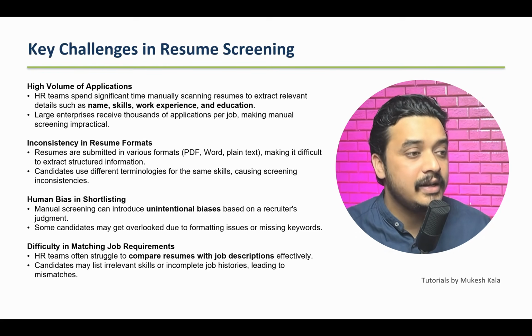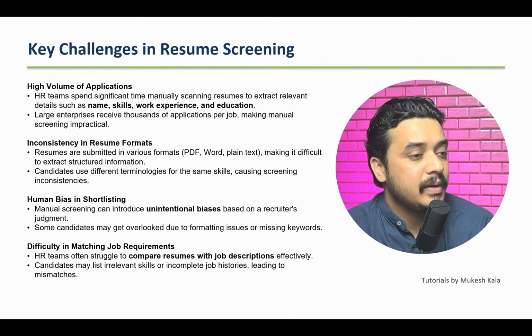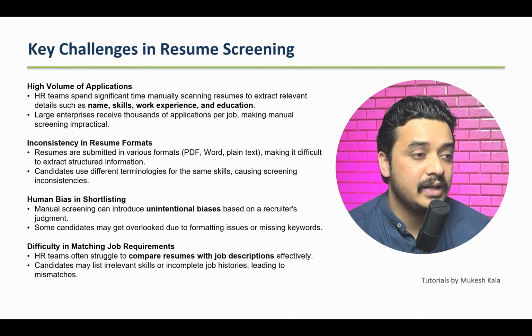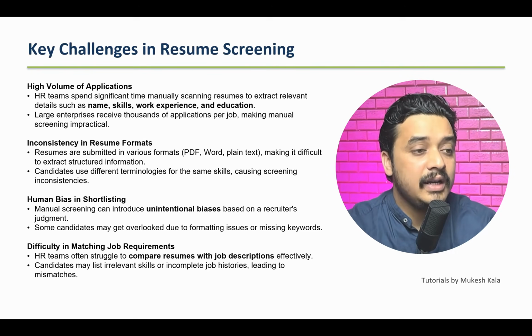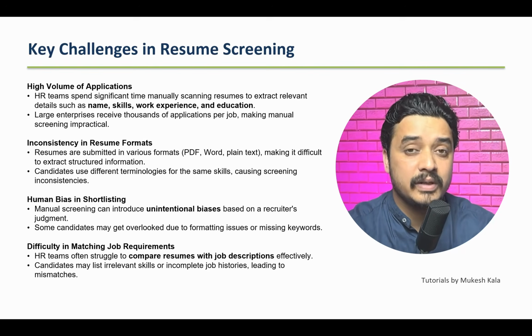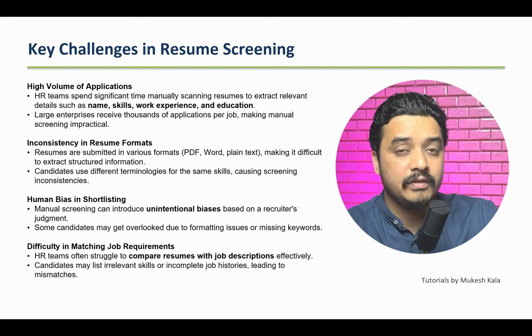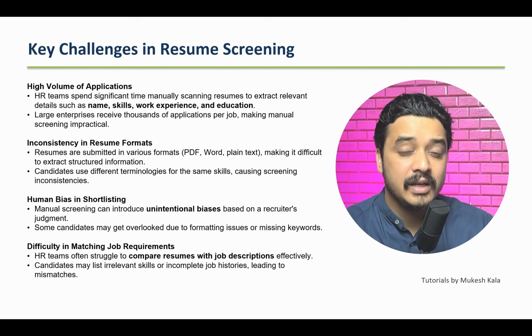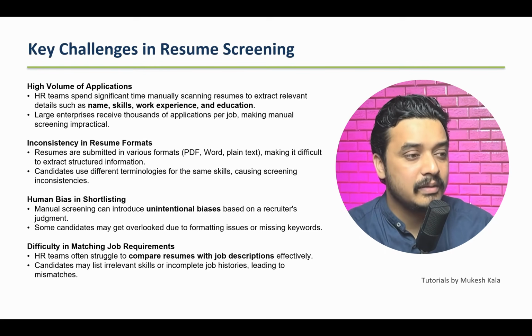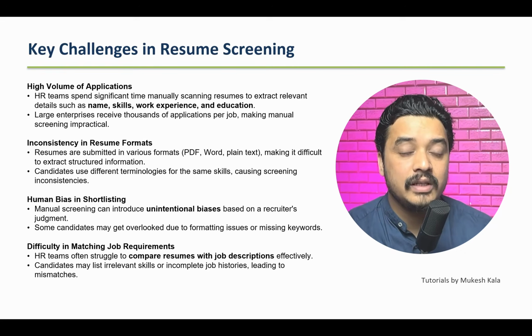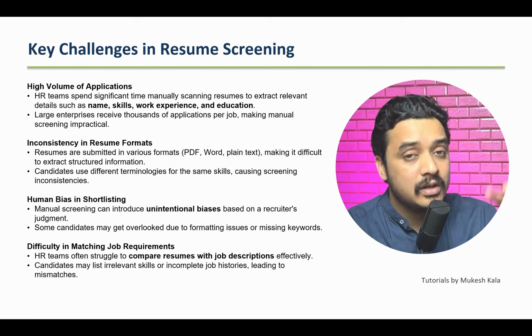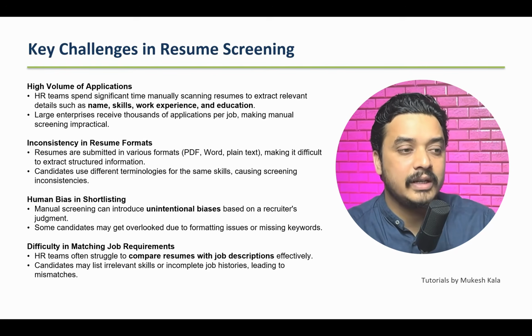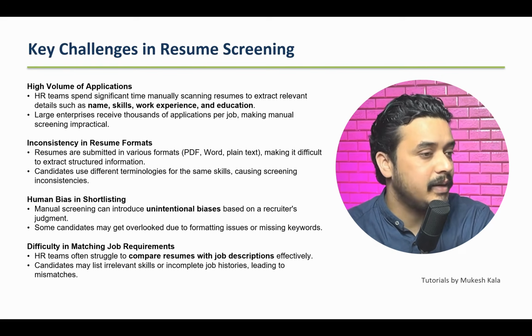So we cannot actually use the traditional RPA stuff, right? Then the next one is human bias in the shortlisting, which means that we can have unintentional biases based on the recruiter's judgment. He or she might skip some of the information while reading the resume. That's why these kinds of solutions become popular, to make sure that we are giving unbiased feedback, or we are shortlisting candidates without getting into any unintentional biases, right?